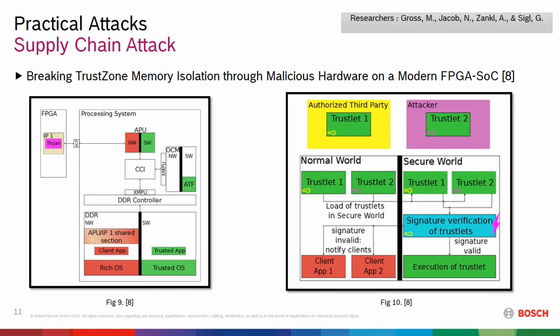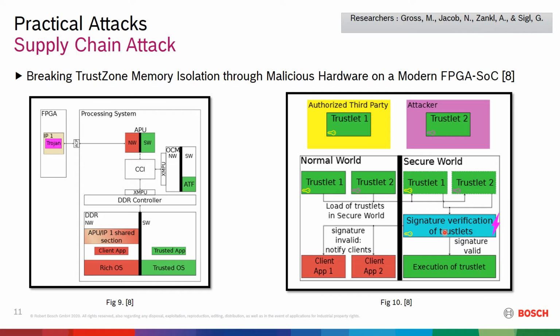The first practical attack that I want to talk about is a supply chain attack. In this particular example, the researchers introduced a hardware Trojan in the FPGA and used the accelerator coherency port to access the application processor unit's memory. With such access, and by changing or setting certain bits to 0, they were able to gain access to the secure world memory.